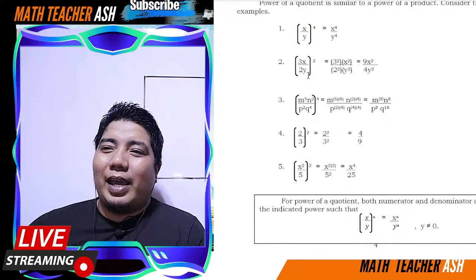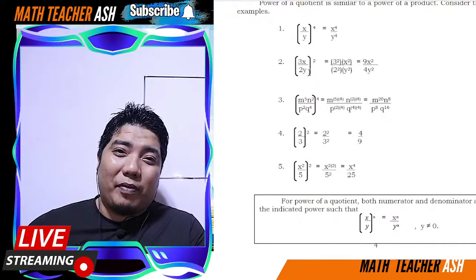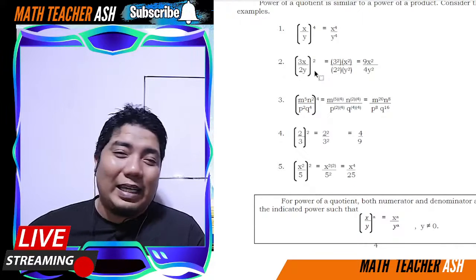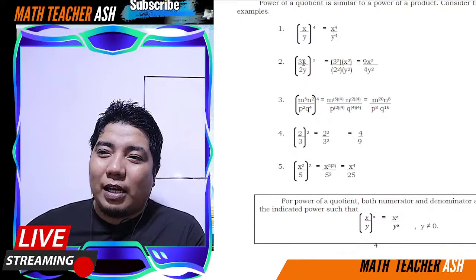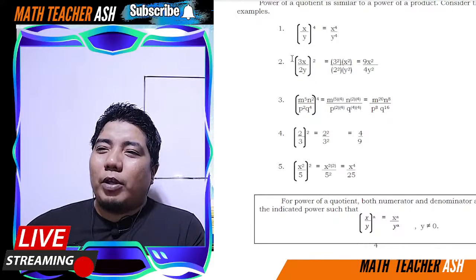We have 3x over 2y, squared. Now, focus on 3x over 2y. Pwede mo ba siyang masimplify? Pwede mo ba siyang ma-lowest term? Hindi. Pwede mo ba siyang ma-divide? Hindi din. Bakit? Hindi pareho ng denominator, hindi pareho ng number. Okay, so next. Ano ba ang pwede mong gawin dito?